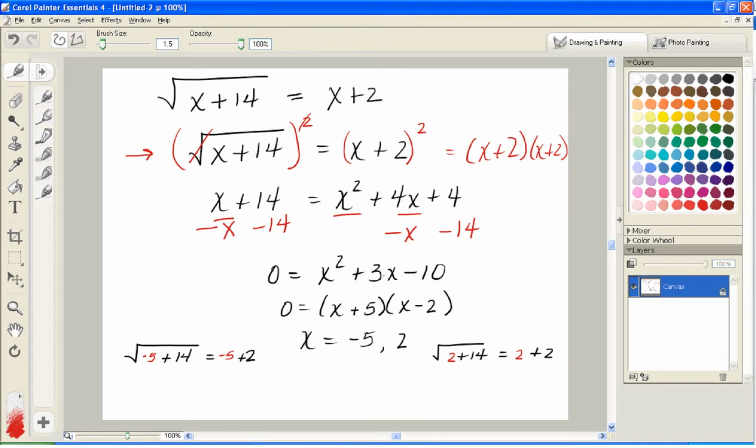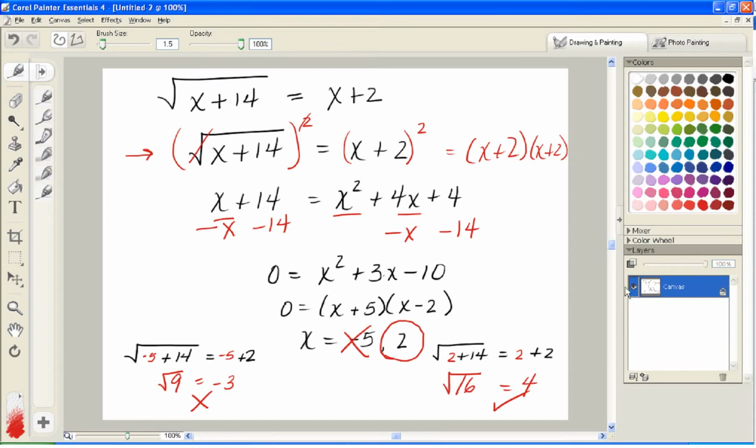Negative 5 plus 14 is 9. Negative 5 plus 2 is negative 3. The square root of 9 is not negative 3, meaning that negative 5 is not actually a solution to this particular problem. On the other hand, 2 plus 14 is 16, and 2 plus 2 is 4. Because the square root of 16 is indeed 4, that means that 2 is the lone solution to this equation.